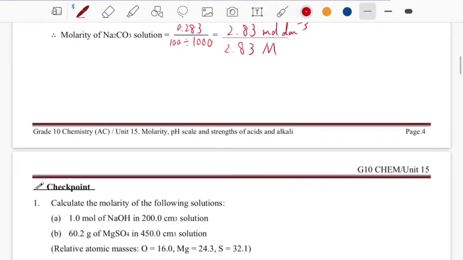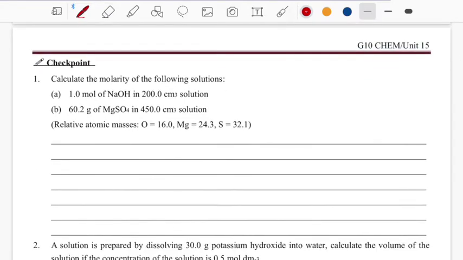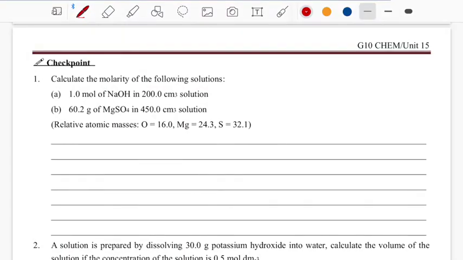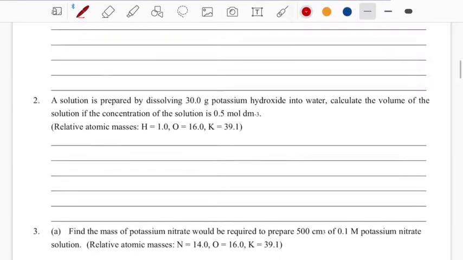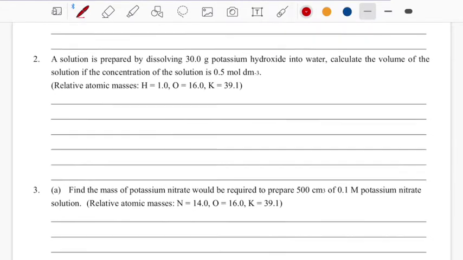Again, on the next page, we have 3 checkpoint questions. Please pause the video here and attempt the questions first. Question 1 is pretty standard, so you just follow the method that we used to work out the answer for the example question. So I will go through question 2 and 3 with you.